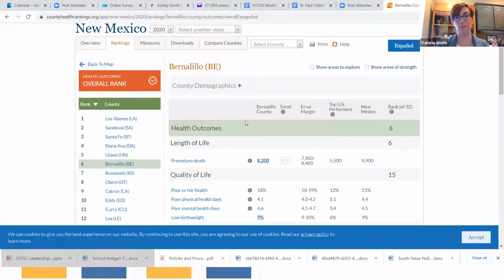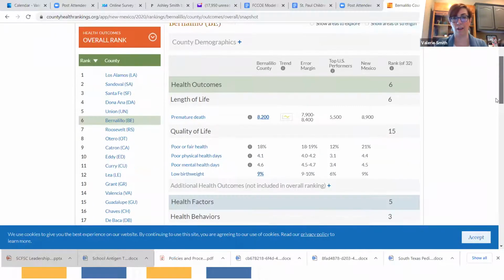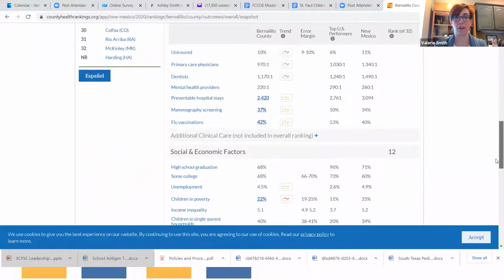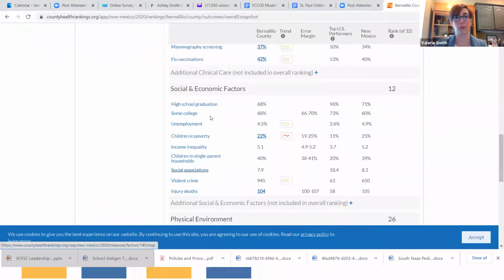So here we go. There's your county, and then this gives you all of this quality of life, just basic county information. And then here are those health behaviors. Here's where you find those socioeconomic factors. So this gives me graduation rates. It gives me the percentage of children growing up in poverty, as well as income inequality, all those sorts of things.